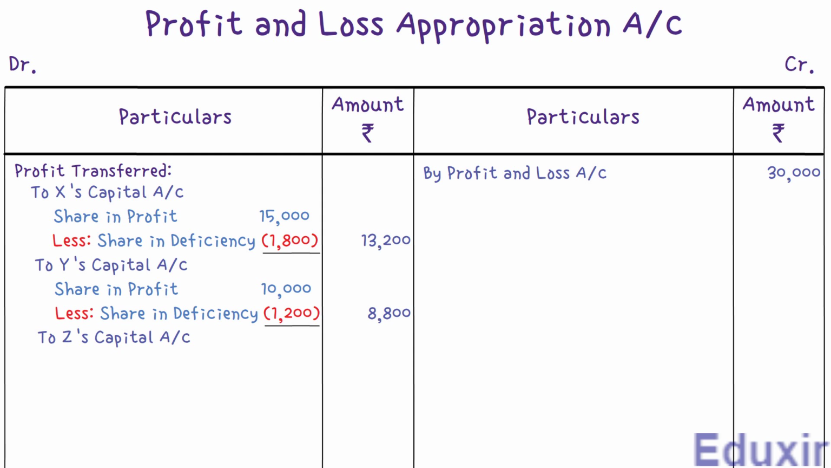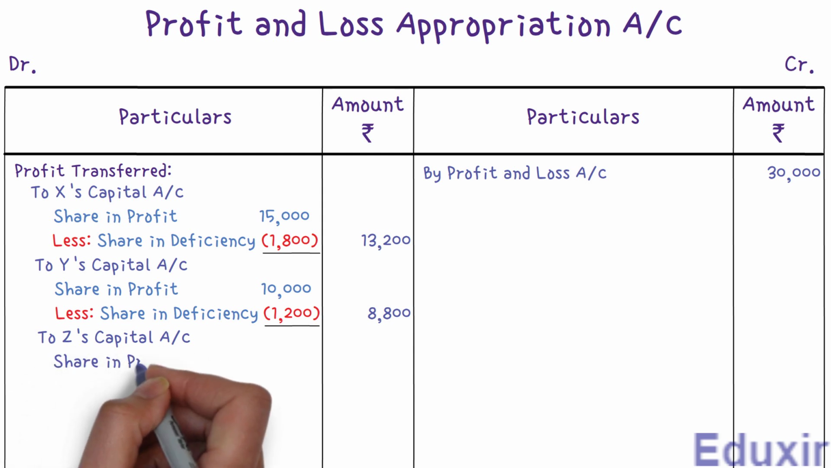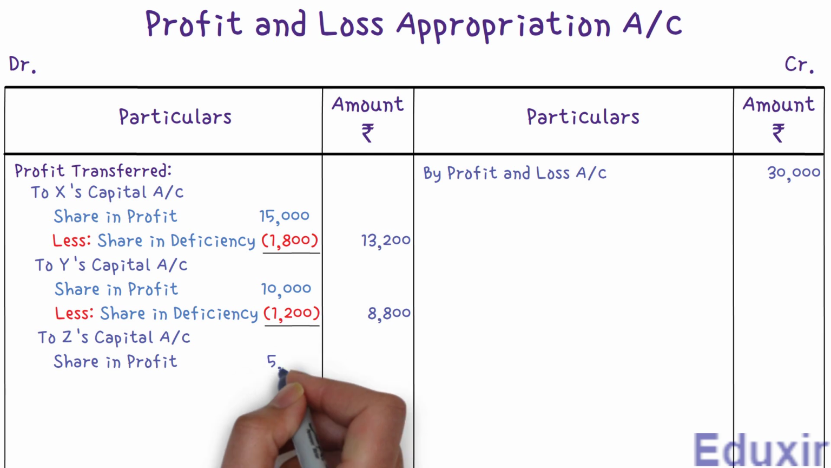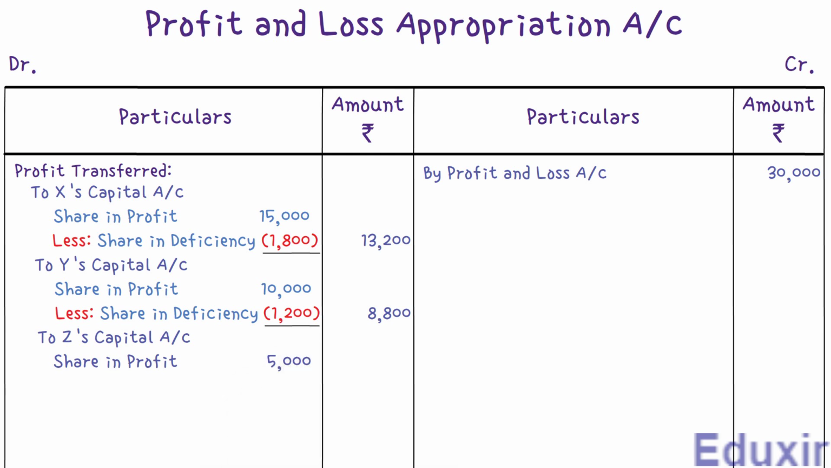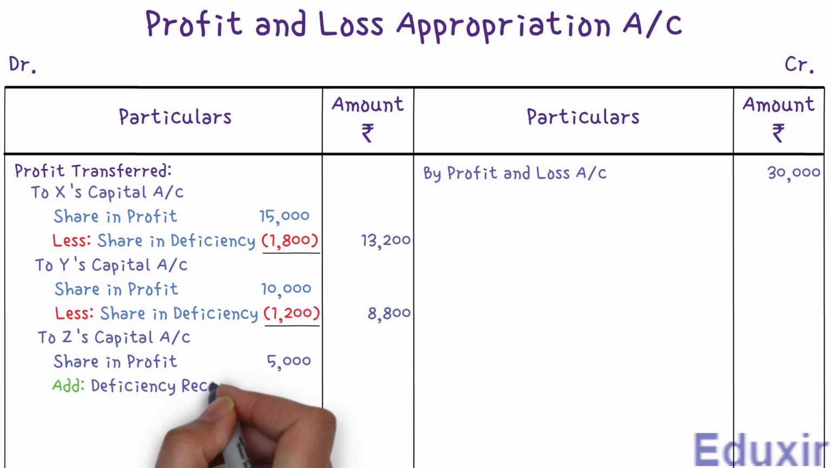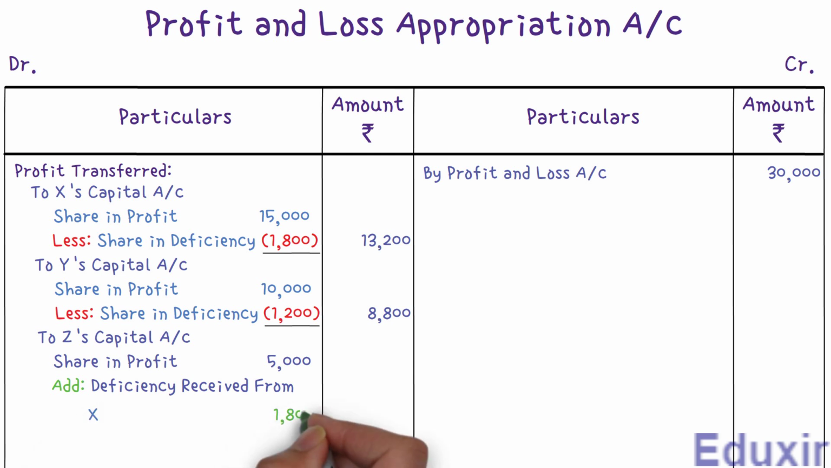Let's then write partner Z's share in profit calculated as per the profit sharing ratio, which is 5,000 rupees. To this, let's add the deficiencies received from other partners. Now the contribution to this deficiency by the partner X is 1,800 rupees. The contribution to this deficiency by the partner Y is 1,200 rupees. Now to 5,000 rupees, if we add 1,800 rupees and 1,200 rupees, we get 8,000 rupees. Let's write this amount in the amount column.